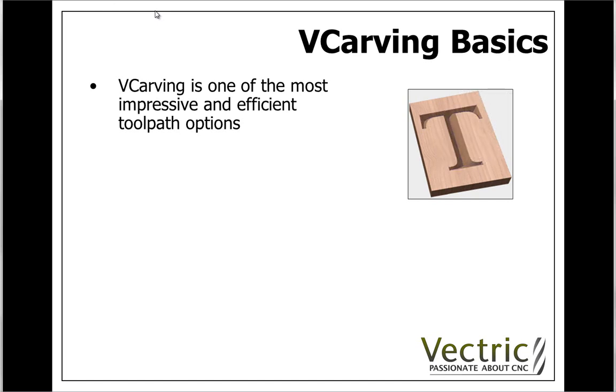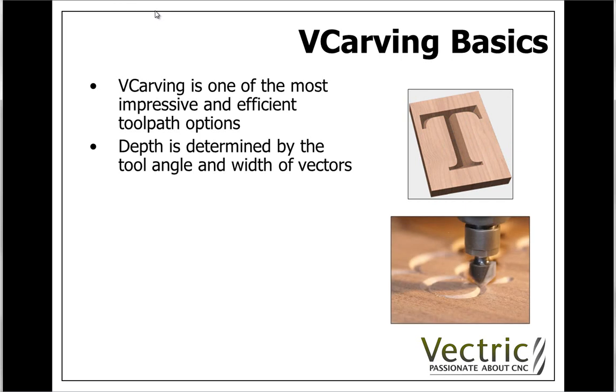Some things that are important to understand with V-carving is that the depth is determined by the tool angle and the width of the vectors. The wider the vectors are, the further down into the material the tool will be able to fit. So if you imagine a triangle drawn down at the angle of the tool, you can see as that triangle gets bigger or as the vectors are wider, then the tool is going to be able to go deeper. Understanding the fact that the V-carving is determined by the angle of the tool and the width of the vectors is really important to choosing appropriate tooling when you come to do your machining and using a V-carve strategy.